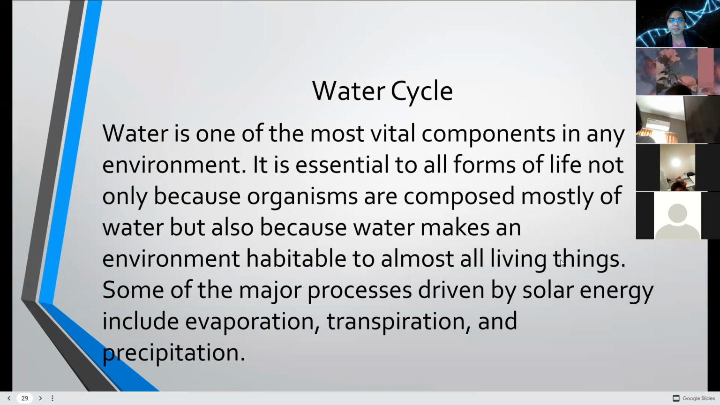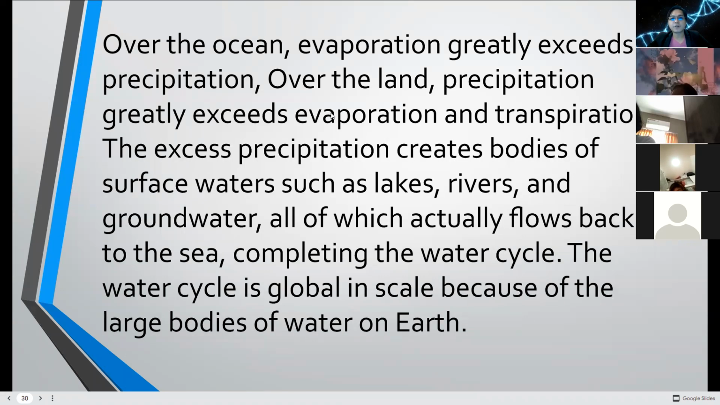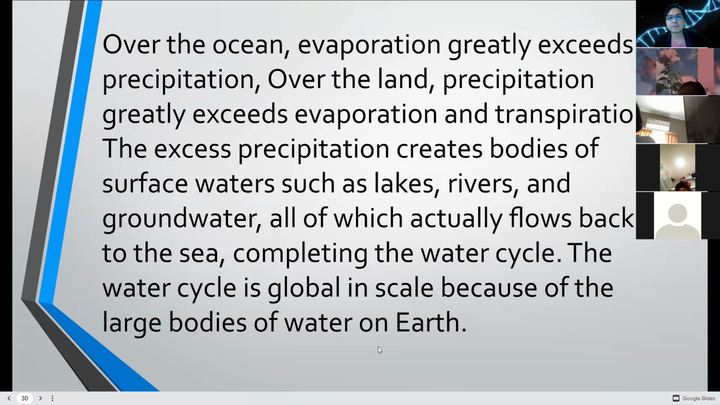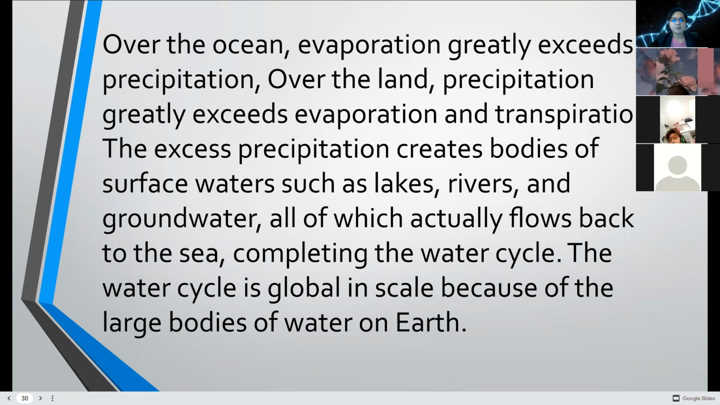Some of the major processes driven by solar energy include evaporation, transpiration, and precipitation, okay? Over the ocean, evaporation greatly exceeds precipitation. Over the land, precipitation greatly exceeds evaporation and transpiration. The excess precipitation creates bodies of surface waters, take note, such as lakes, rivers, and groundwater, all of which actually flow back to the sea, completing the water cycle. This is now what we call the water cycle. The water cycle is on a global scale because of the large bodies of water on Earth.